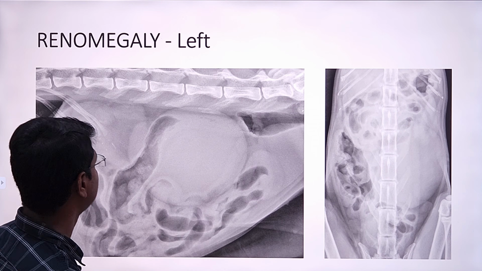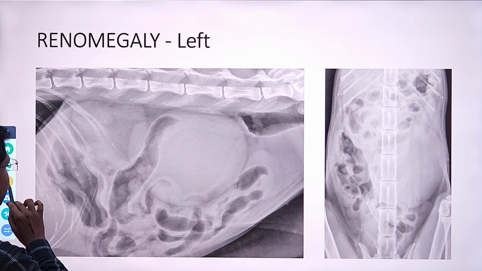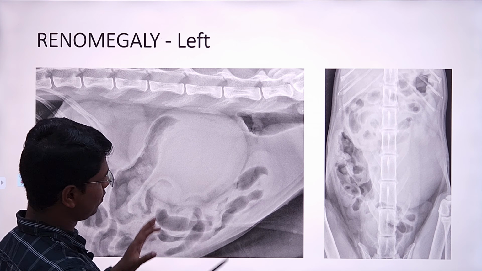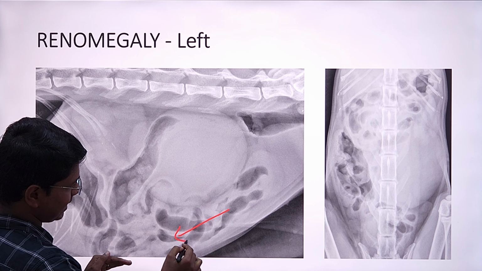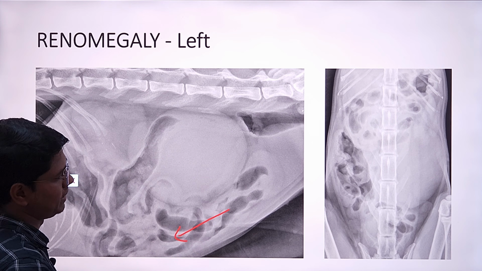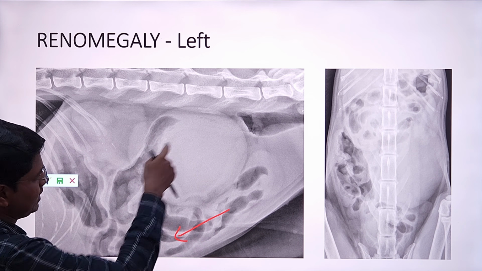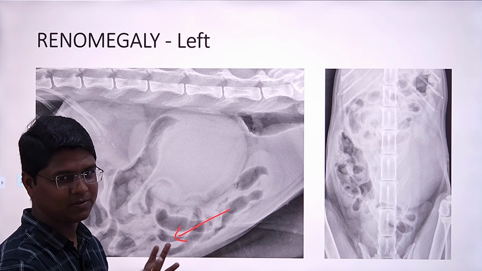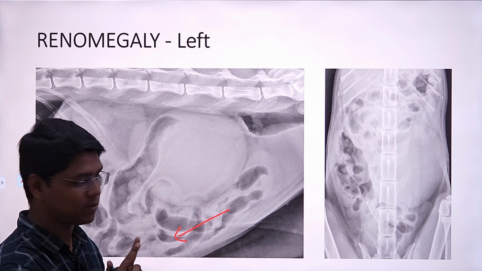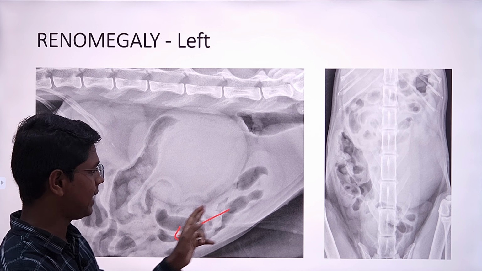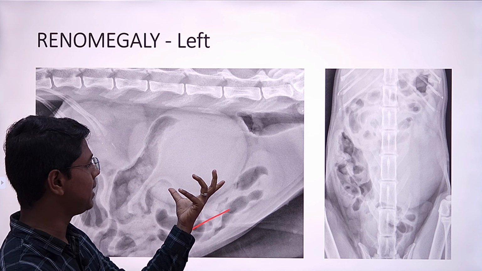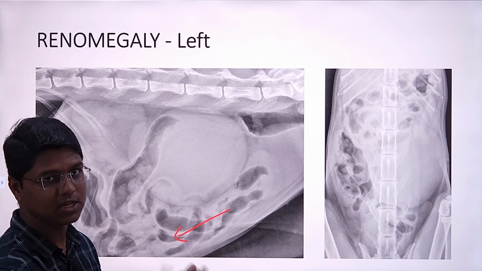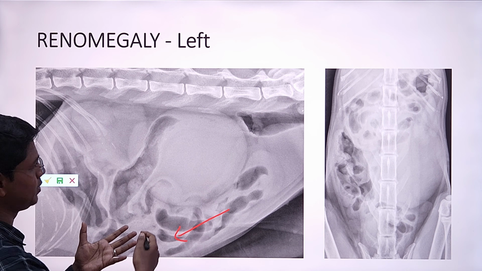Now let us see some unilateral cases. This is the left-hand side. When there is renomegaly, you will find the intestines pushed ventrally. But if you have seen the peritoneal space video, many times here you will find splenic tumors. So how to differentiate them? It may be a splenic tumor. Initially you may differentiate between those things.